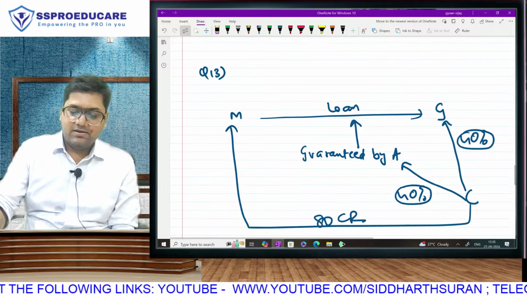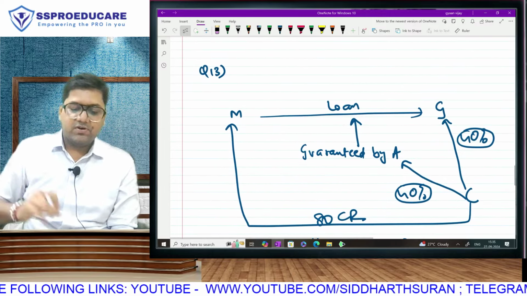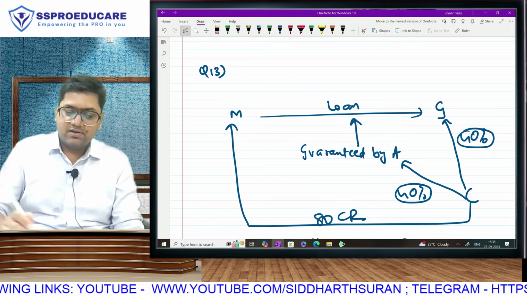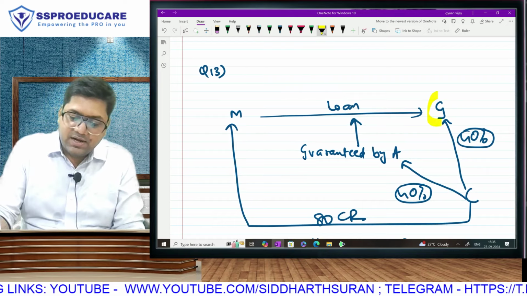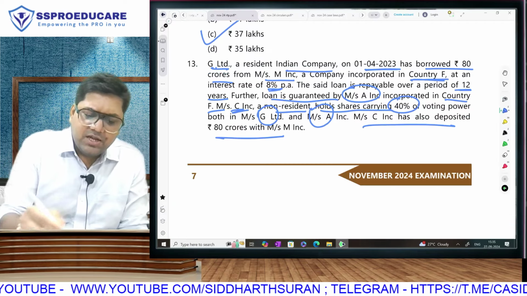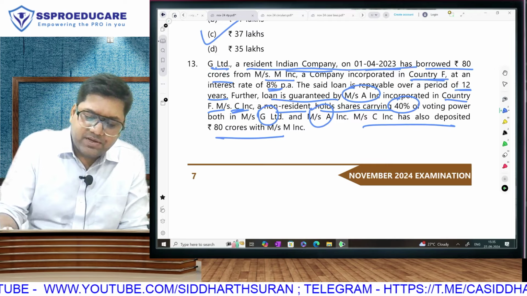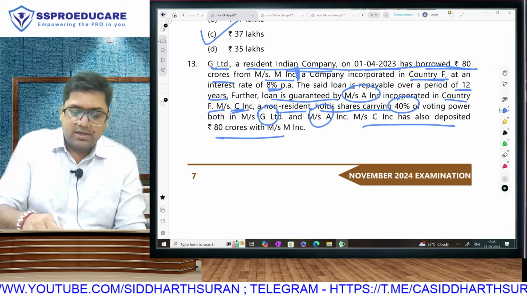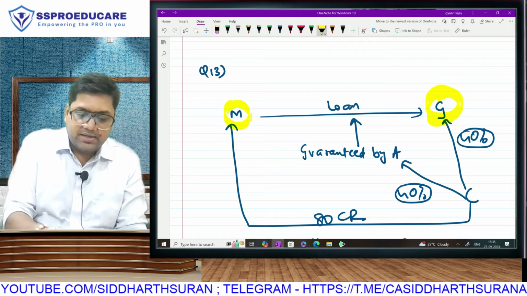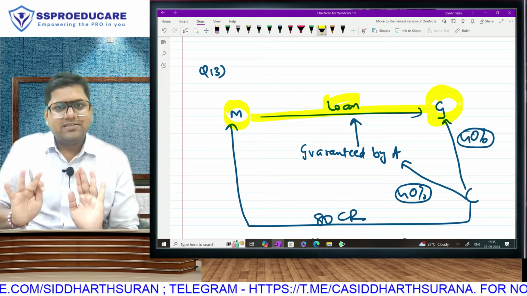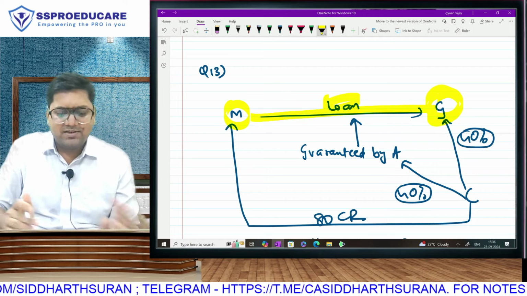Let's understand what is happening. G is that Indian company in our discussion. Let's interpret it line by line. G Limited is a resident Indian company. It has borrowed 80 crore from M Incorporation. Stop here. That means, can I say M has given a loan to G, the Indian company? First line is clear. First line I have incorporated in the chart.